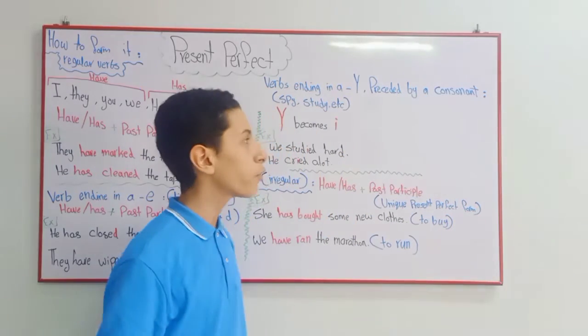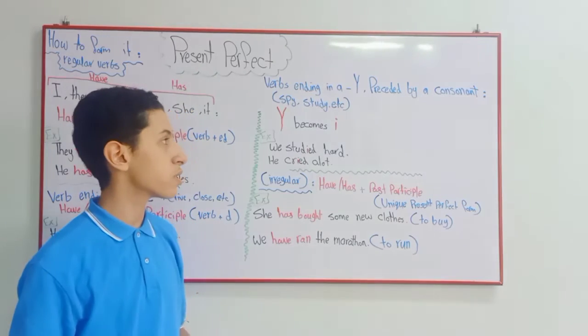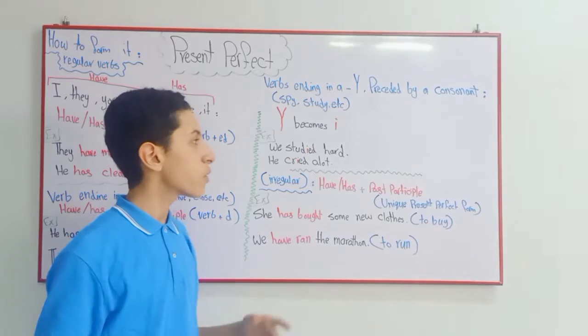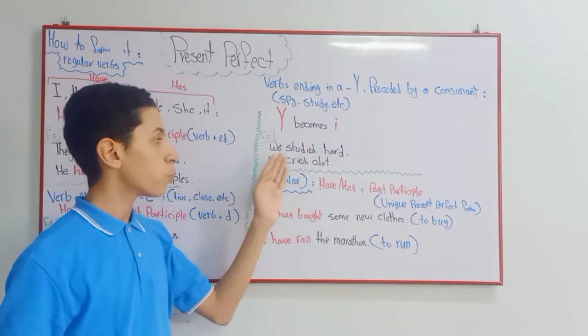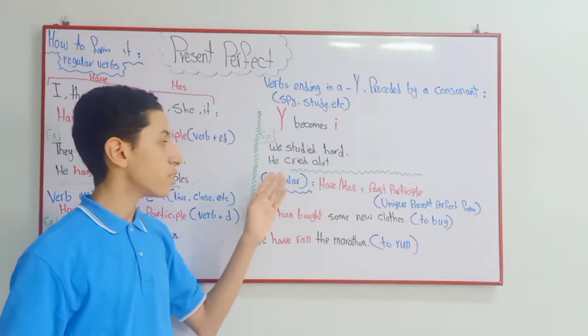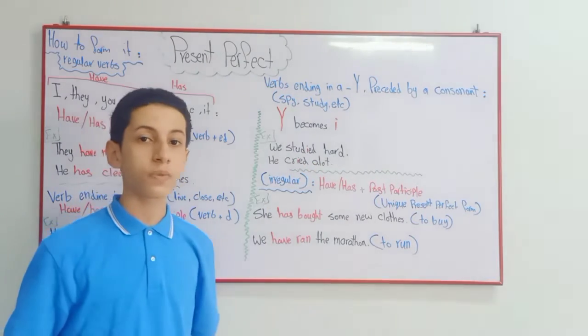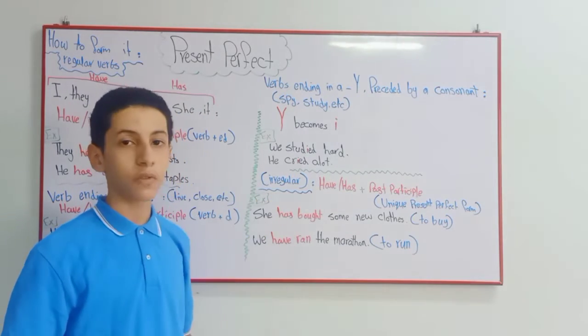And you're going to be careful with verbs ending in a y and preceded by a consonant. For example, spy, study, etc. In that case, the y becomes an i. For example, we studied hard. They cried a lot. So now let's see how to form the past participle with irregular verbs.